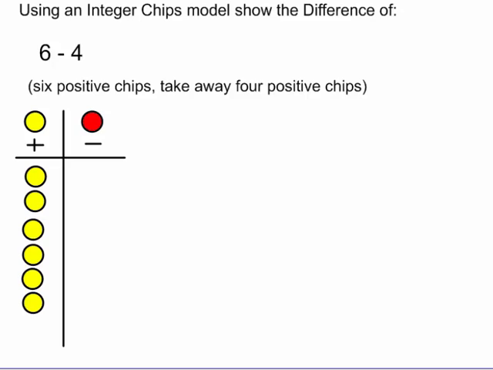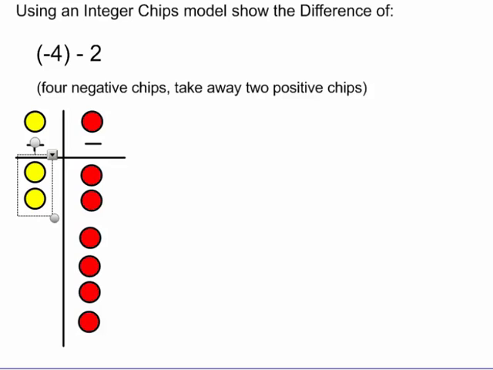So let's get our brains warmed up for subtracting with something like 6 minus 4. This is 6 positive chips, take away 4 positive chips. Down here in the integer chip model, I've got 6. I'm going to highlight 4, and then hit delete. And 4 of those disappear, and I am left with an unbalanced 2 positive chips, and that is my answer.